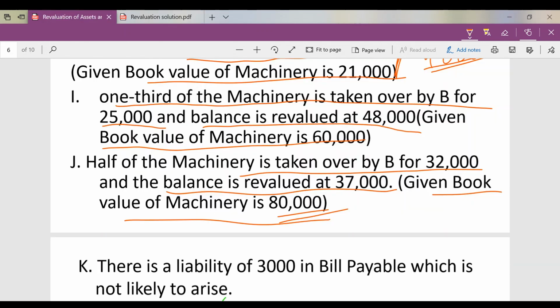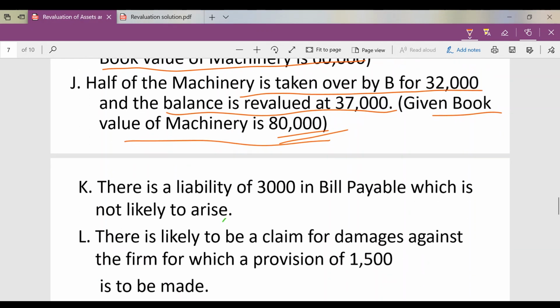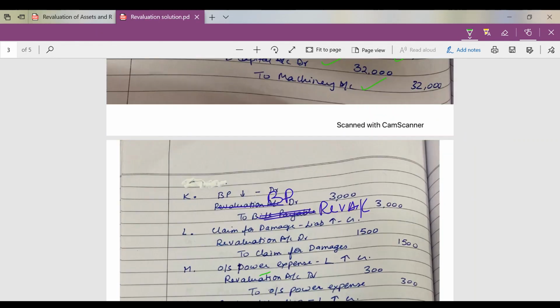Now coming to the next thing, he has said there is a liability of 3,000 in bills payable which is not likely to arise. See children, bills payable is what? It's a liability. So bills payable as a liability is going down. Now what would happen if the bills payable is not going to arise? It is going to be a profit for the business, right? So when a liability goes down, we need to debit it. So the journal entry would be bills payable account debit to revaluation account with 3,000, right? We need to debit it because it's going down.